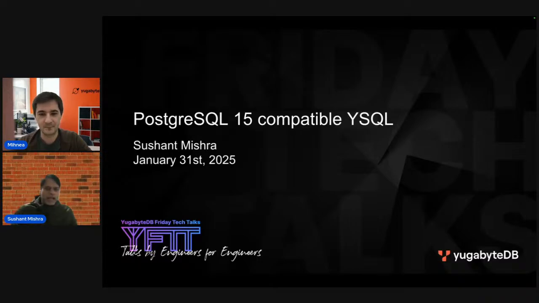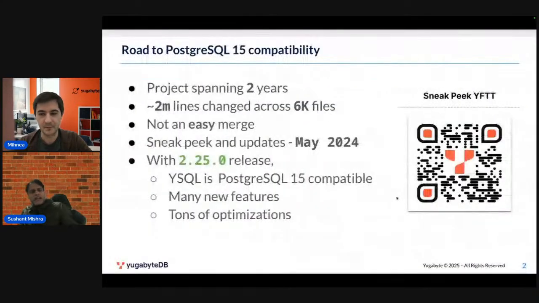So just a little bit of a background. We started this project around 2 years ago. And in order to upgrade YSQL, we started with Postgres 11. When we merged with Postgres 15, we found approximately 2 million lines changed across 6,000 files. So obviously it was not an easy merge for us. But due to the team's incredible effort, we managed to launch YSQL, which is now Postgres 15 compatible, with the 2.25.0 release.